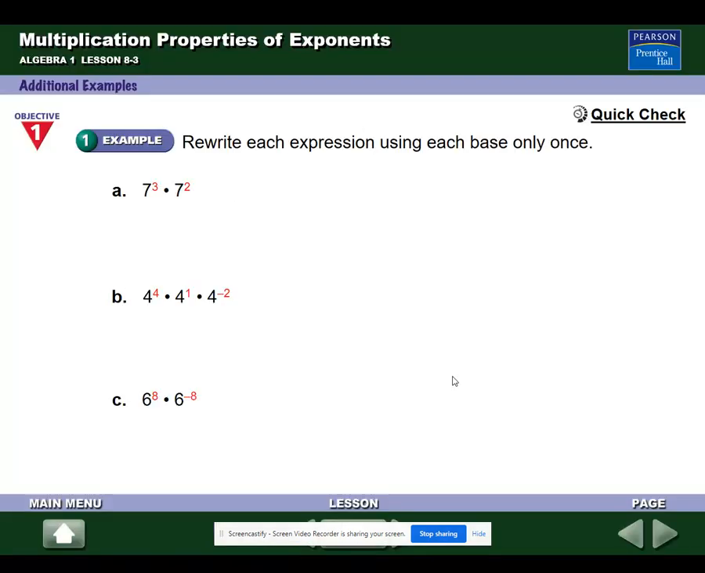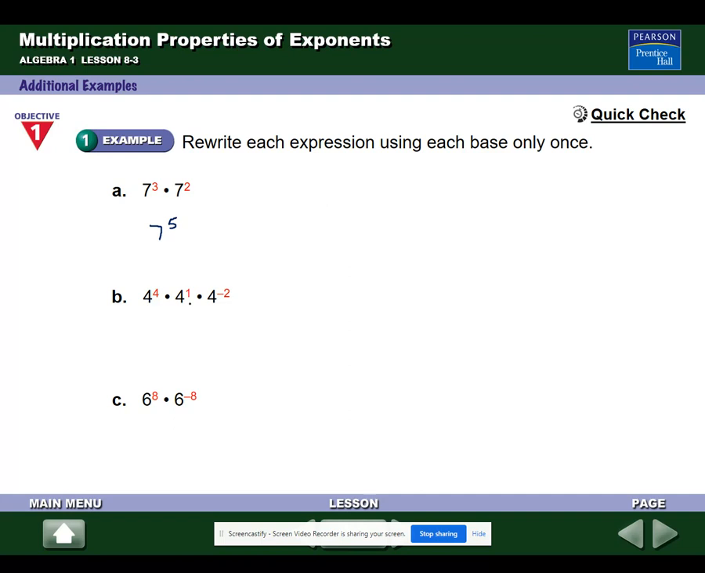Some examples. It says rewrite each expression using each base only once. So we'll just blow through these real quick. You've got 7 to the third times 7 squared. The bases are the same number, so yes, we can multiply them, and that would be 7 to the 3 plus 2, which is 5, 7 to the 5th.